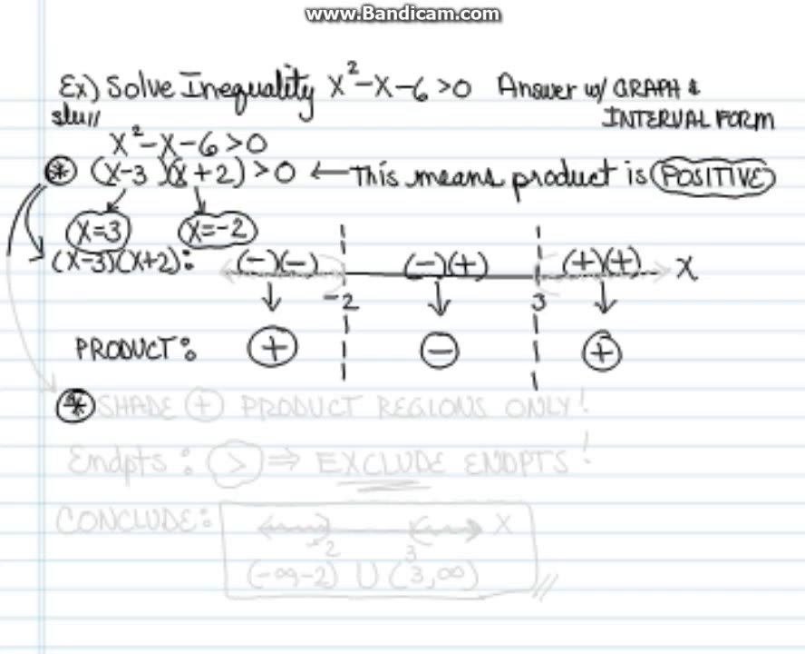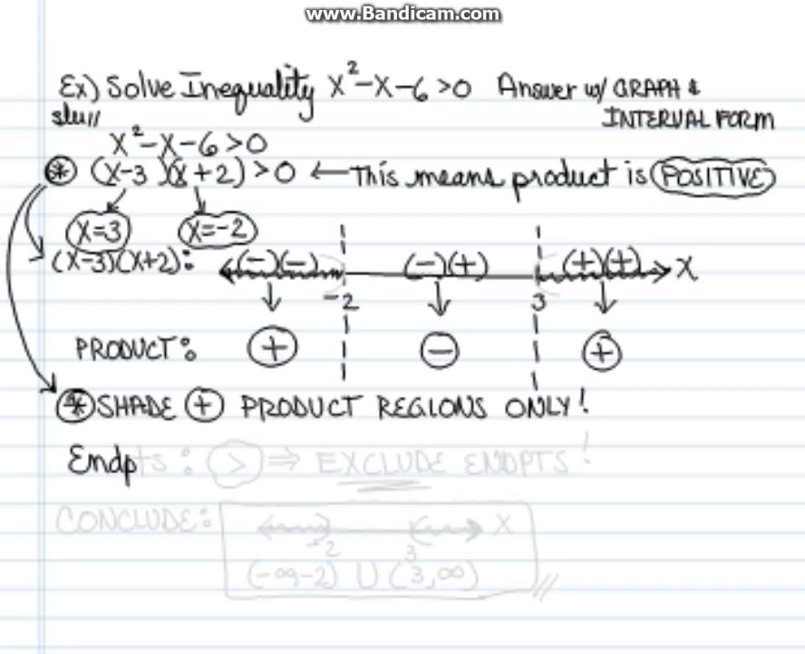Now we're going to go back to the star. That was step 2. And we're going to shade what it tells us to shade. It said we want the product to be positive, so we shade the outer regions, not the inner region.